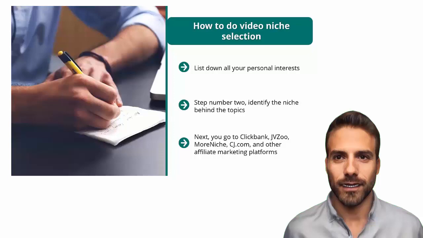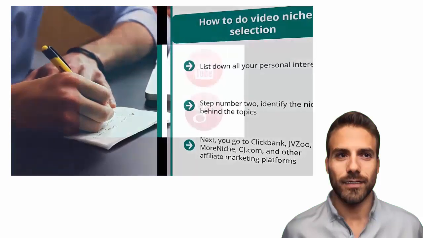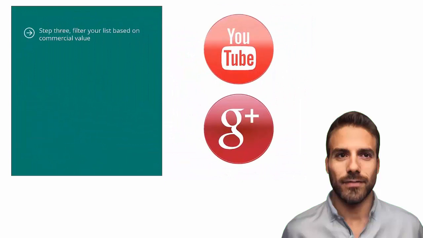So, once you see that there are offers for some of the niches and not others, cross out the niches that don't have much affiliate program interest. Step 3, filter your list based on commercial value.